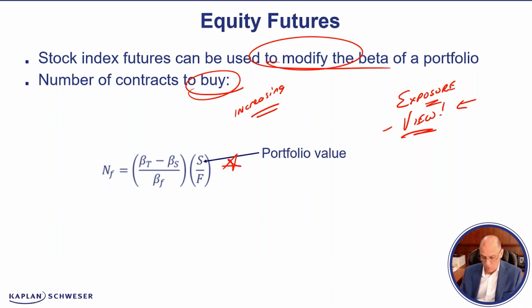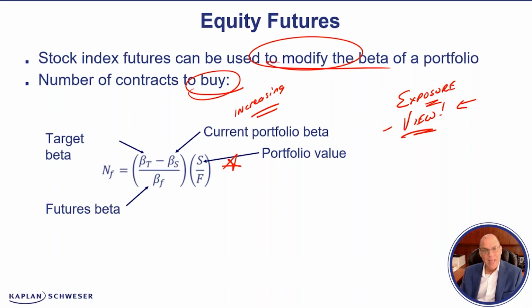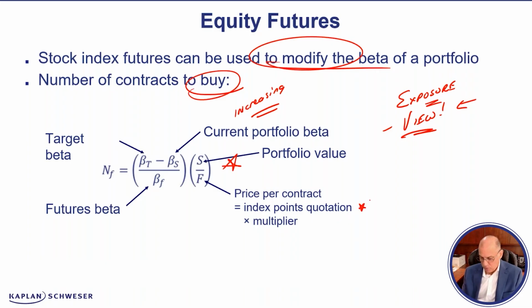So we've got our portfolio value there, denoted by S. We have our current portfolio beta. We have our target beta. And then we have our futures beta down here on the bottom. And then finally, our price per contract equals our index points quotation multiplied by our multiplier. And I'm going to give you an example of that.